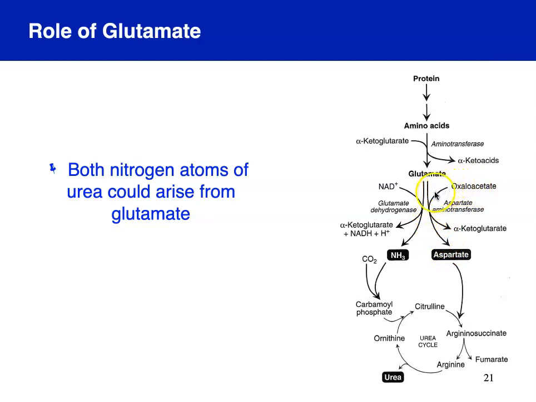Aminated oxaloacetate becomes aspartate, and that aspartate now can donate its amino group. Aspartate is then added to citrulline and eventually leaves behind its amino group and gets released as fumarate. So in essence, both nitrogens could be donated by glutamate. You can see the important role of this amino acid in the nitrogen body processing.